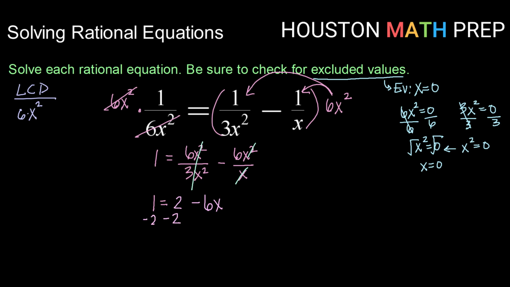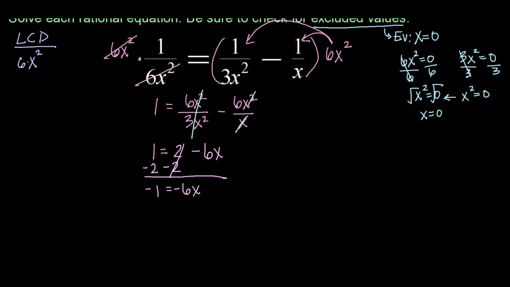Solving for x, I'm going to start by subtracting 2 over. So 1 minus 2 is negative 1 equals negative 6x. Dividing both sides by negative 6, I get positive 1/6 equals x. Comparing that with my excluded values, my only excluded value was x equals 0, so x equals 1/6 is a good solution.